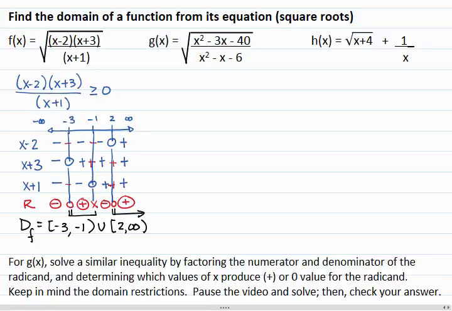For g of x, we will solve a similar inequality by factoring the numerator and the denominator of the radicand and determining which values of x produce positive or 0 value for the radicand. We have to keep in mind the domain restrictions. Now pause the video and solve, then check your answer.